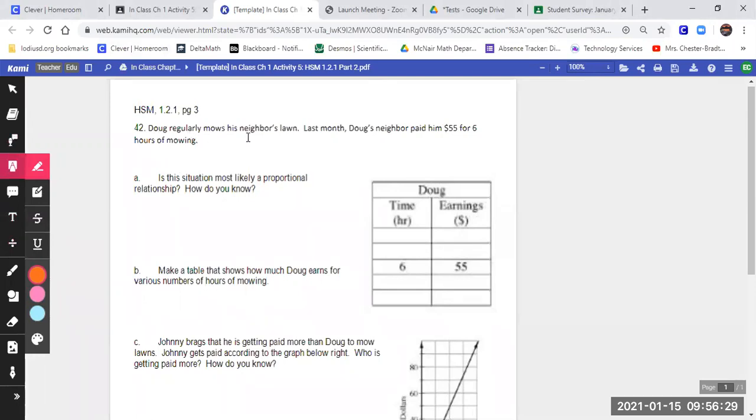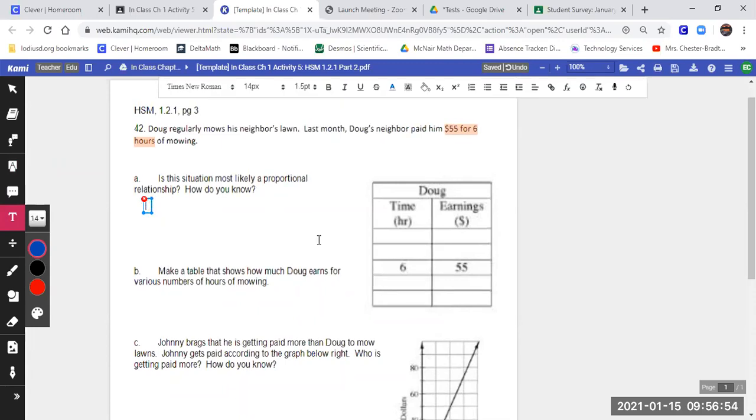Doug regularly mows his neighbor's lawn. Last month, Doug's neighbor paid him $55 for 6 hours of mowing. Okay. So 6 hours, $55. And then it's asking, is this situation proportional? How do you know? And then it has us make the table.